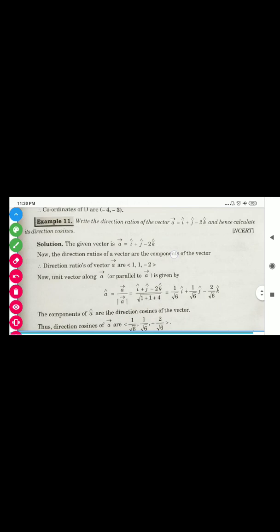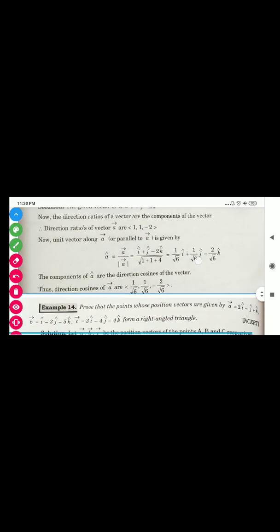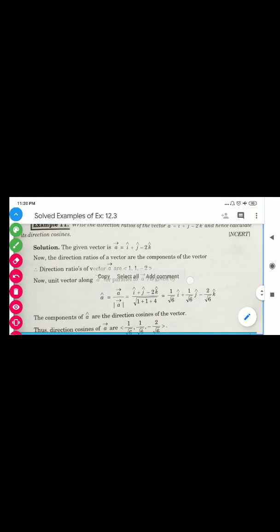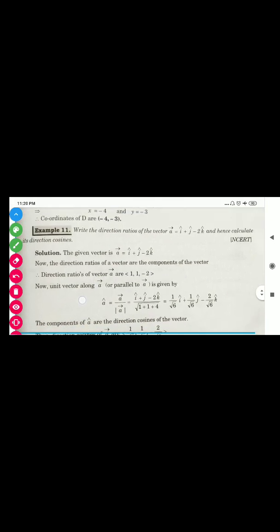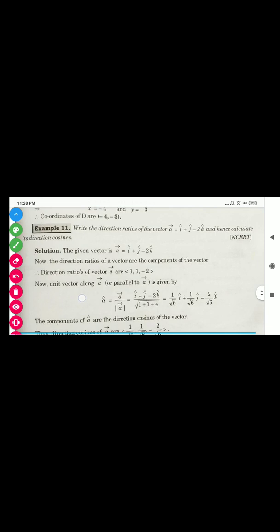Now students, I am sharing the next question, question number 11. This is a very important question. In this question we have to write the direction ratios of the vector and then calculate its direction cosines. This is a very important question for CBSE. Here the direction ratios must be 1, 1, -2. And for that we need to calculate the direction cosines.